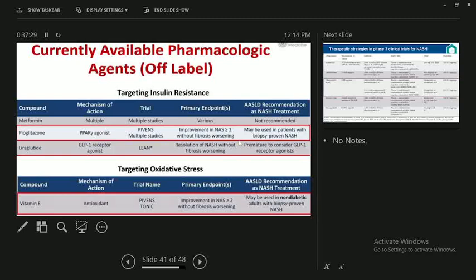Metformin is a good drug as an insulin sensitizer. There are multiple studies, but it's not recommended. Pioglitazone, in the PIVENS study, improved steatosis without worsening fibrosis, and may be used in patients with proven NASH, especially those who have insulin resistance, impaired glucose tolerance, and diabetes.